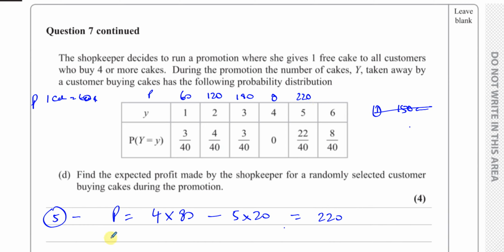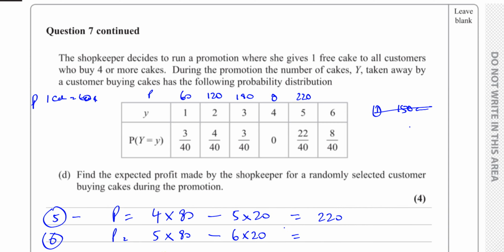Okay, and for 6 cakes, the profit's going to be what? Well, the person is buying 5 cakes, so it's 5 times 80 is the amount of money he's paying. But he's going to get 6 cakes, which costs the shopkeeper 6 times 20, which is 120. So 5 8s are 40, so it's 400. 400 minus 120, that's going to be 280.